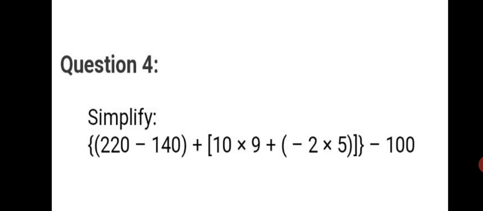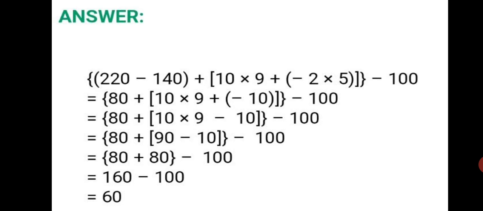Simplify. You have curly brackets. Inside curly brackets you have a round bracket which contains 220 minus 140. So we can solve this, plus another bracket, a square bracket. Inside the square bracket you have 10 into 9 plus a round bracket containing minus 2 into 5, round bracket closed, square bracket closed, and curly bracket closed here. Minus 100. That means minus 100 we are going to solve last, when we have simplified all the brackets and the expression becomes simple. So let's start with the first bracket. Let's have a look at the answer.